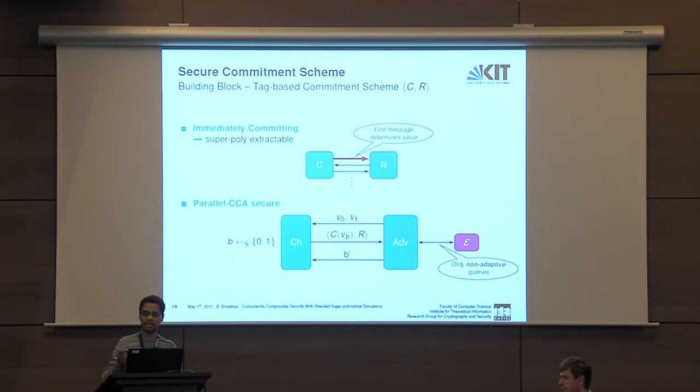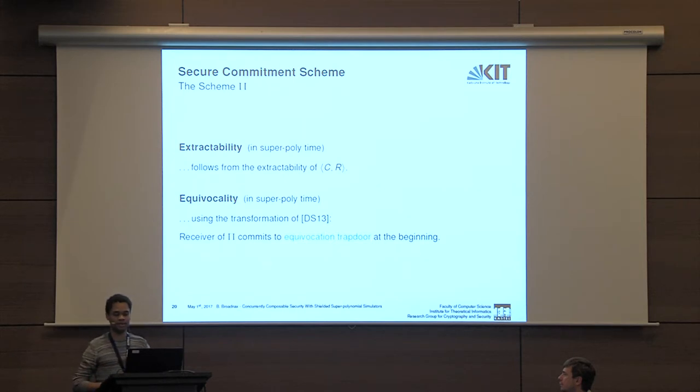It needs to be immediately committing in the sense that the first message comes from the committer, and this message already perfectly determines the committed value. And this already implies that the commitment scheme is extractable with super poly powers. And in addition, the underlying commitment scheme CR needs to be parallel CCA secure, as mentioned previously. And then extractability of the larger protocol pi follows directly from the extractability of the underlying commitment scheme. And equivocality can be obtained by using the idea of Damgård-Groth-Fourreau, namely letting the receiver commit to an equivocation trapdoor at the beginning of the protocol.